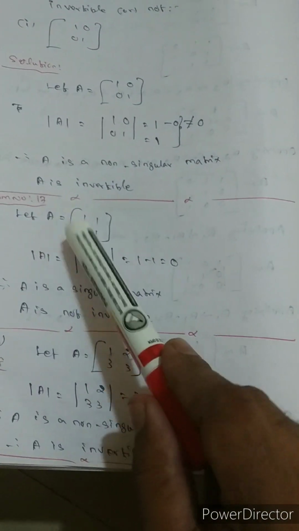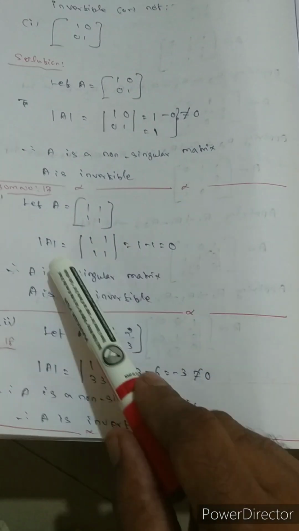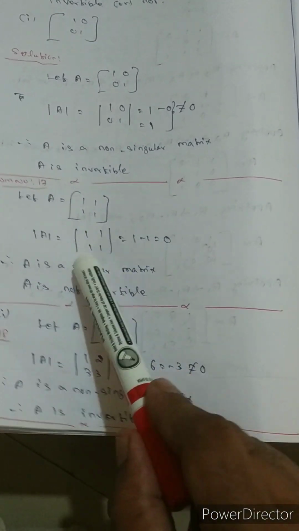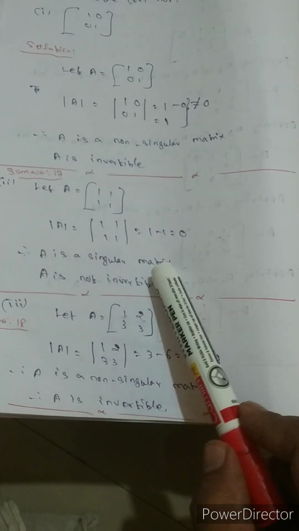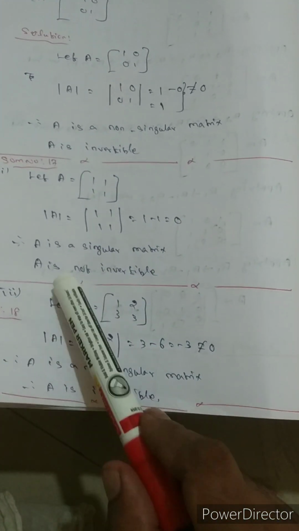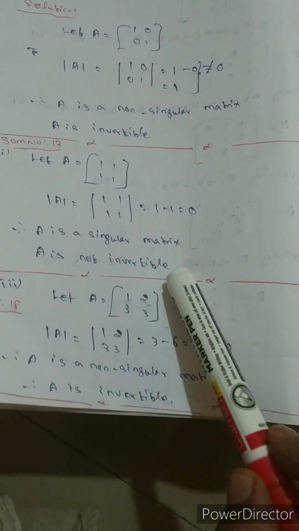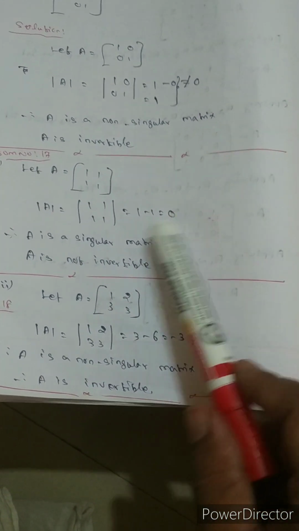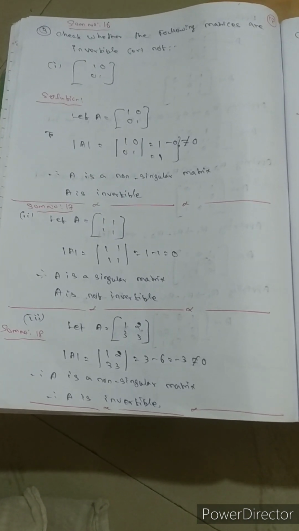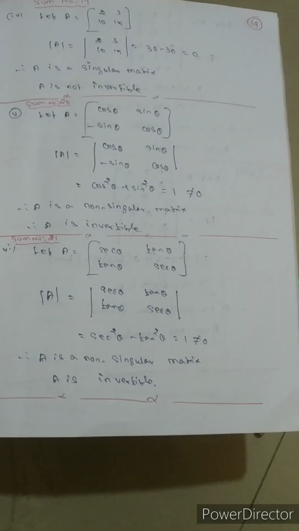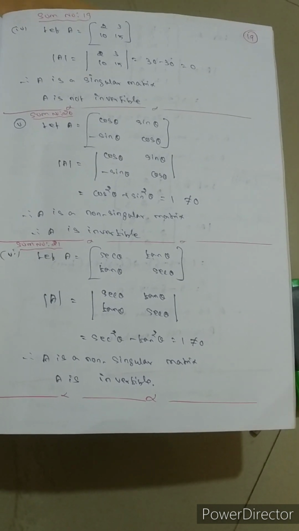Sum number 17. A 1 1 and 1 1 is there. Modulus of A, 1 1 1 1. Finally we are getting 0. 0 means that is a singular matrix, and 0 means that A is non-invertible. Sum number 18 also the same. Sum number 19, 20, 21.